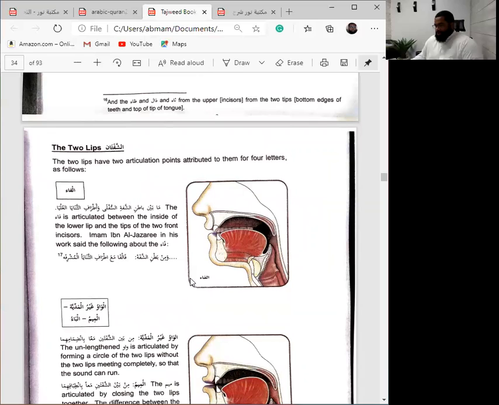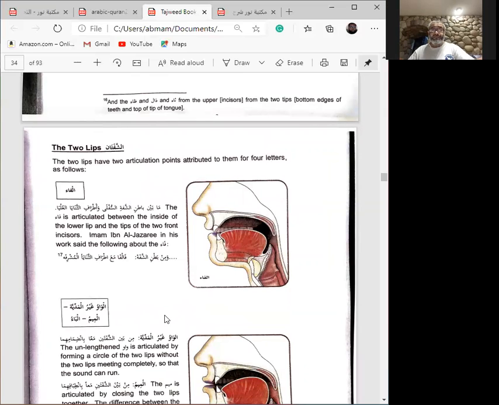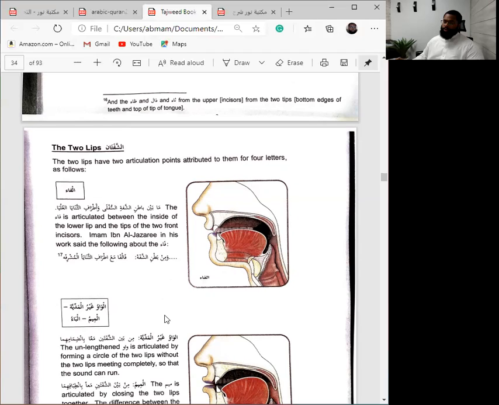So the next articulation point is also part of the mouth. We said there are four major articulation points: al-jawf, al-halq, which is the throat, al-fam, which is the mouth, and al-khayshum, which is the nose. The throat contains three articulation points: bottom, middle, and top of the throat. The mouth, al-fam, contains two major articulation points, which are the tongue and the lips.